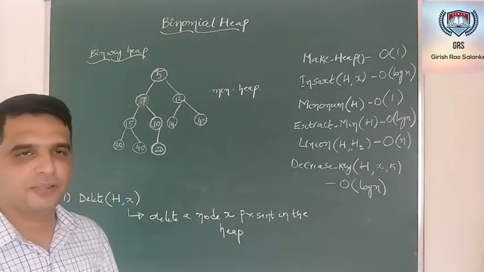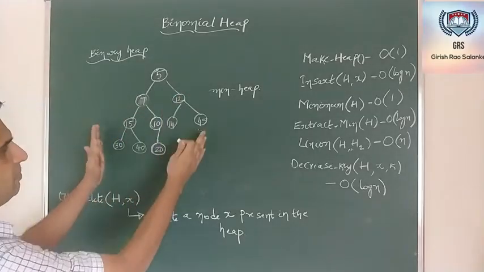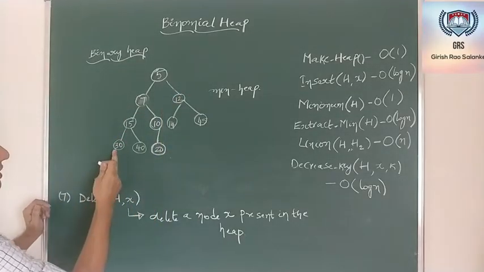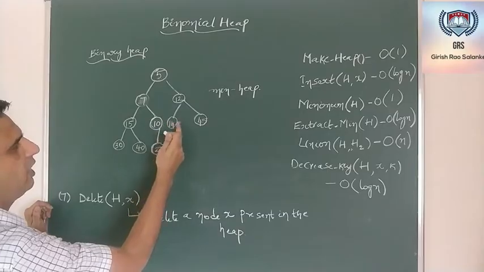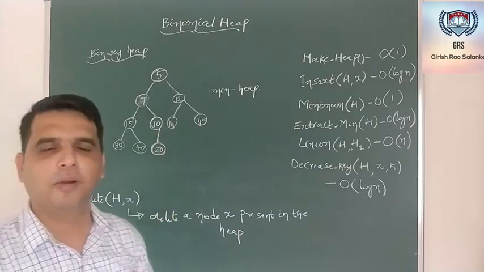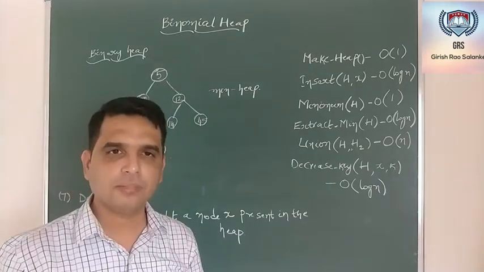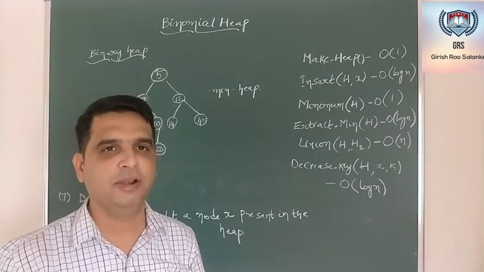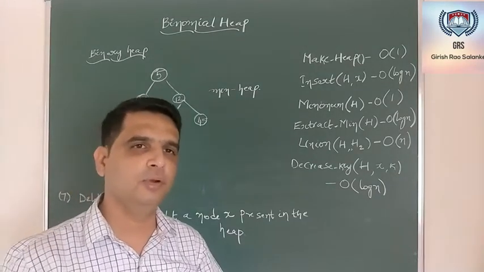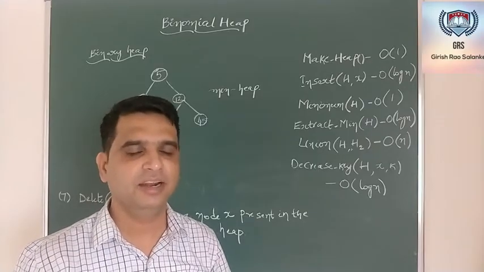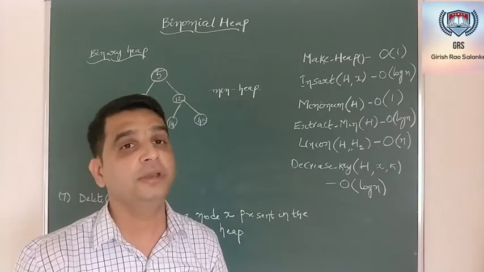Now let's see. If I want to delete in this particular heap, if I want to delete 30, 40, 20, 14 or 45, there is no problem at all, because all these 5 elements were leaf nodes. So how much time does it take? It takes a constant time to delete a leaf node. But that is in the best case.